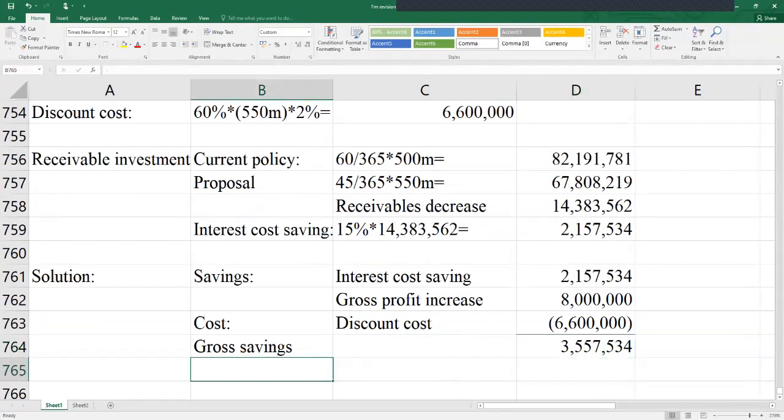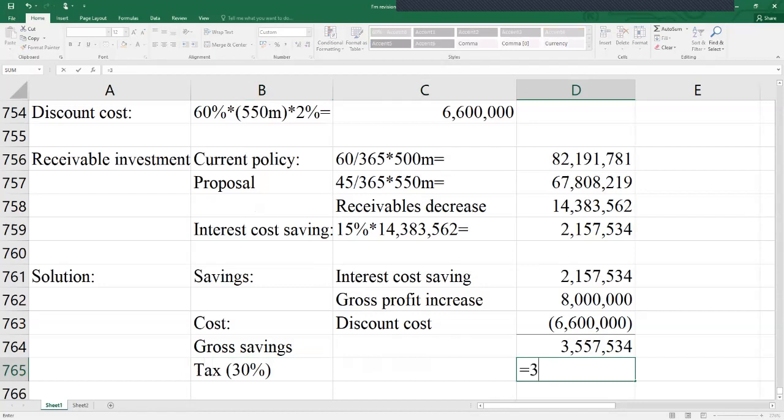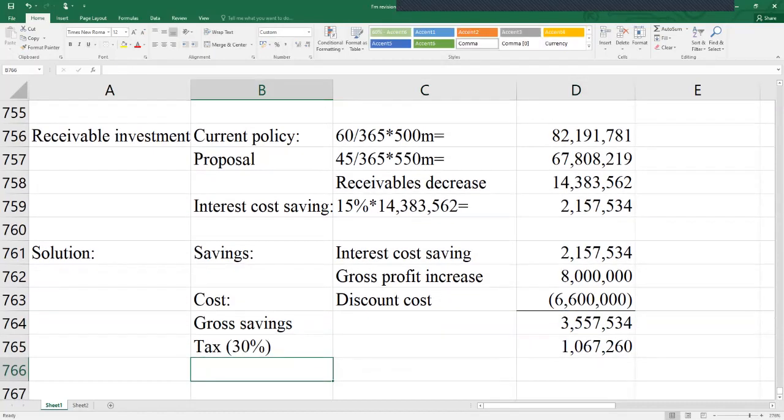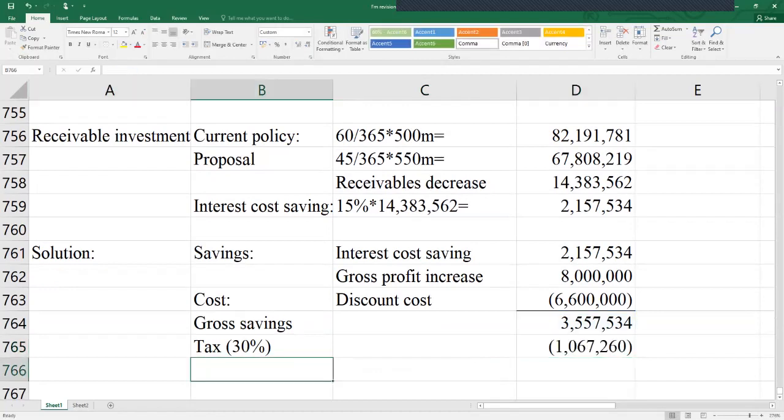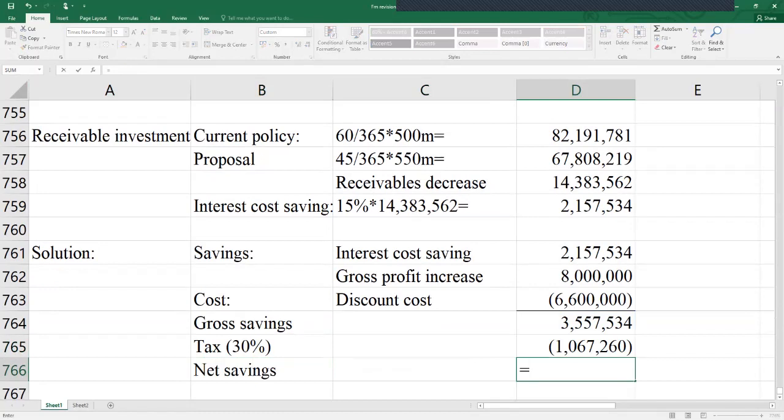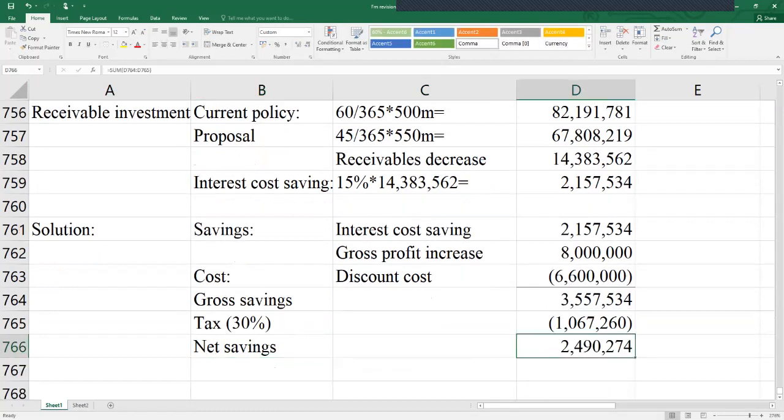Then you pay tax because you made a saving. So here we can say tax rate of 30%. Tax is therefore equal to 30% of the gross savings. You're paying, so there's a cash flow because it's money out of the business. Therefore, you have here our net saving, which will be equal to 2.4 million. The company should accept or implement this proposal since it yields an annual net saving of 2.490 million.